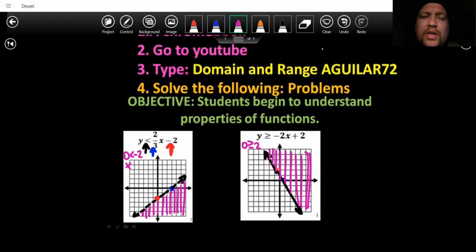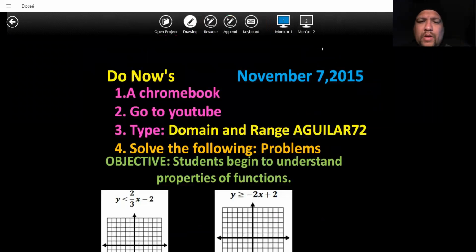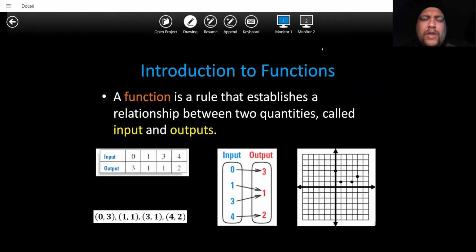Go ahead and put those away, take out the notes. Here we go. We're introducing functions. We're going to go ahead and move on from graphing. The introduction to functions is very simple. A function is a rule that establishes a relationship between two quantities called an input and an output. The input and output are basically your domain and range. It's also referred to as your x and y.